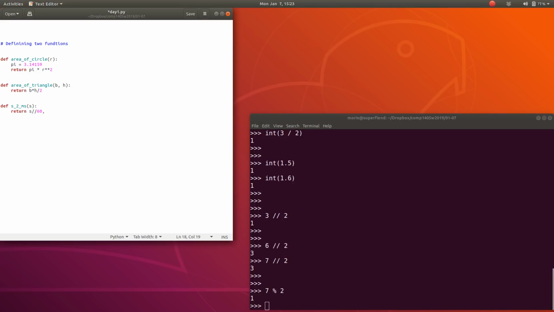Now, I would also like to get the other part of it. After I take away all the full minutes, I want to know how many seconds are still left. So if I had started with 90 seconds, I divide that by 60. That gives me 1 full minute. And how do I get the rest of it?